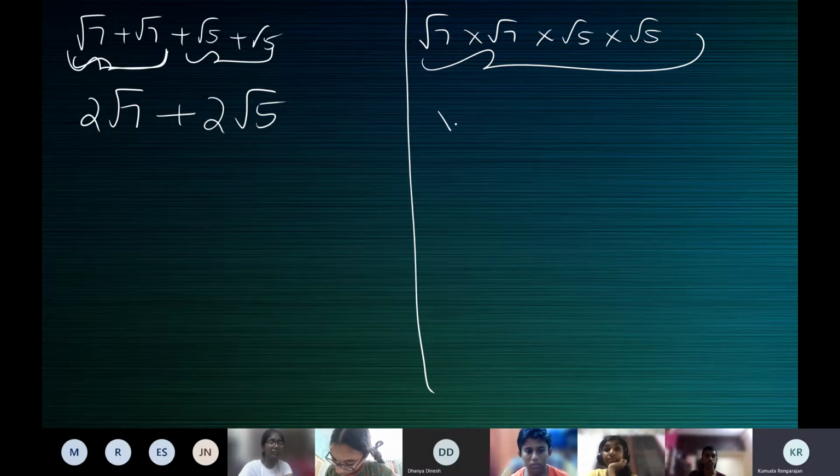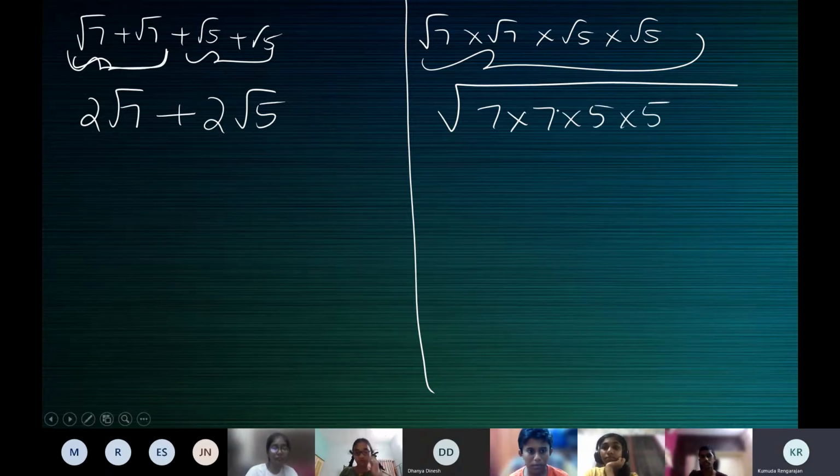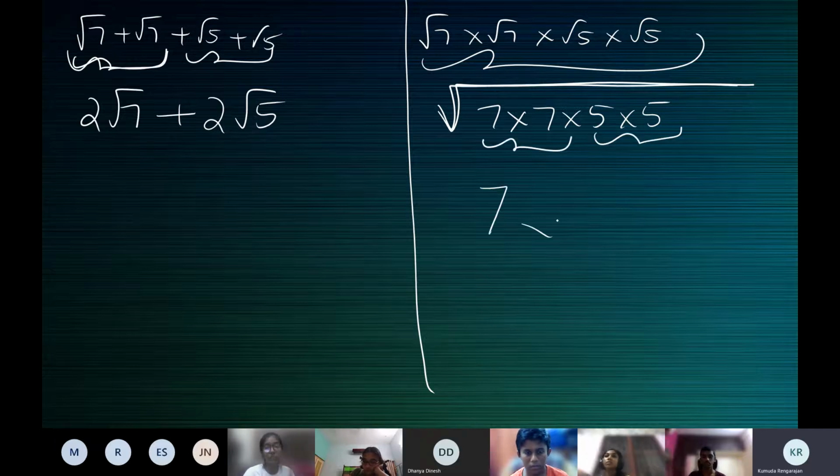But here you should write as root of 7 into 7 into 5 into 5. You can multiply all of them. So put them all under the same square root. Now from 2 7s, 1 7 out. From 2 5s, 1 5 out. The answer is 35.